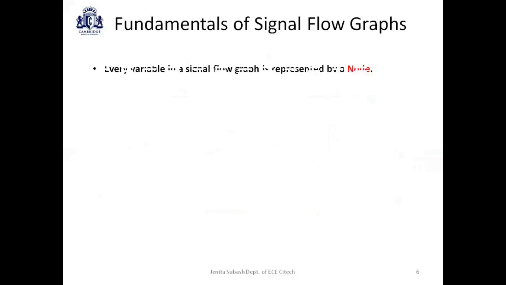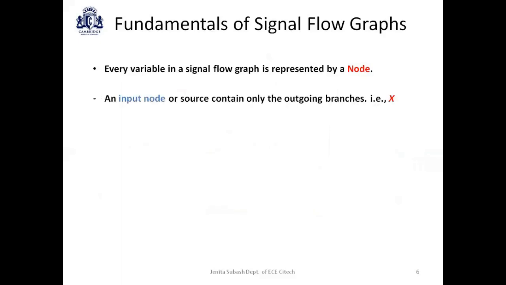The next topic is about fundamentals of signal flow graph. Every variable in a signal flow graph is represented by a node. An input node or source contains only outgoing branches. Example, node X is said to be an input node if it has only outgoing branches. As shown here, input node X has only the outgoing branches, so we can call it an input node.